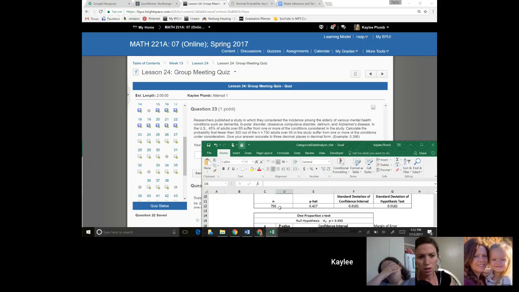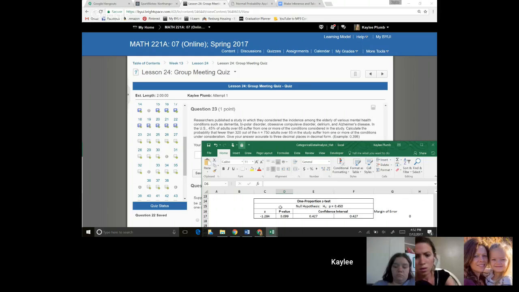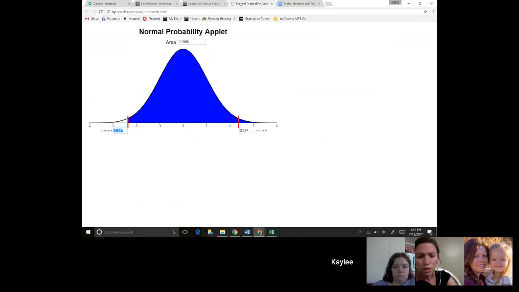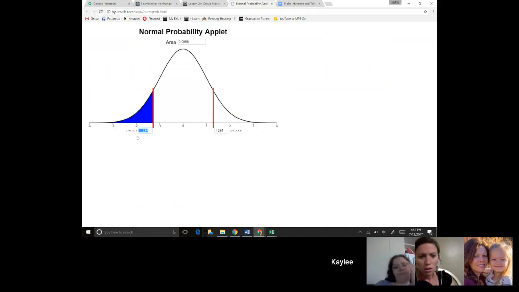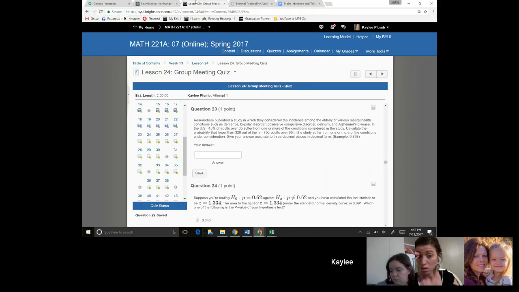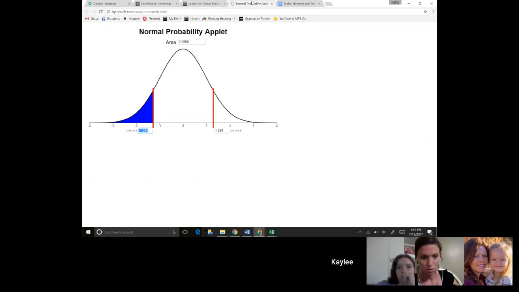So for 23, are you finding the z-score and then putting it in the probability applet? Yeah, like we did last time. Okay. I'm trying to redo it so that I can make sure I did this right. So would it be 0.099? Yeah, I got 0.996. The answer it gave me is 0.0996. Yeah, that's what I put.